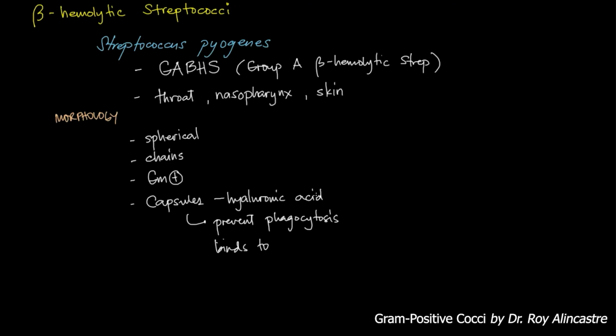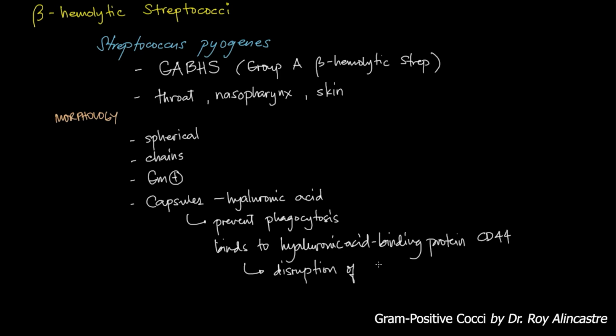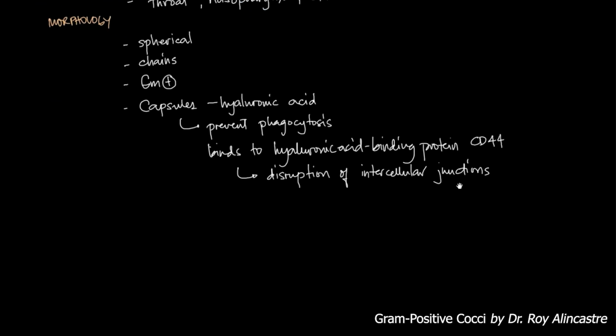The capsule binds to hyaluronic acid binding protein CD44, which is present on epithelial cells. This binding induces disruption of intercellular junctions. Okay? The hyaluronic acid is chemically indistinguishable from the hyaluronic acid found in human tissues, no? Which is why it does not provoke an immune response from the host. But its actual role in disease is clouded by the fact that strains that have no capsule are still fully virulent.